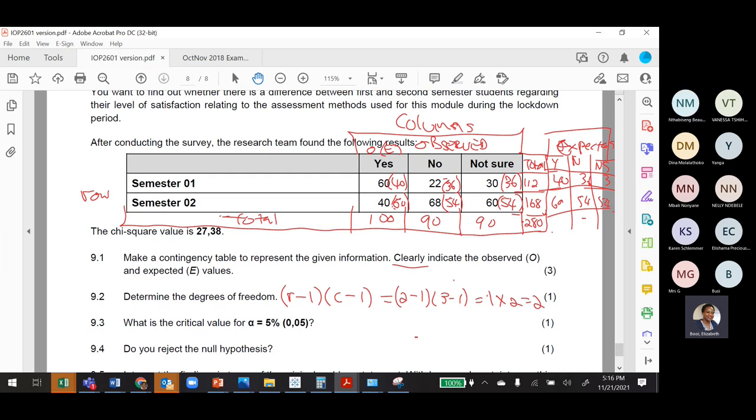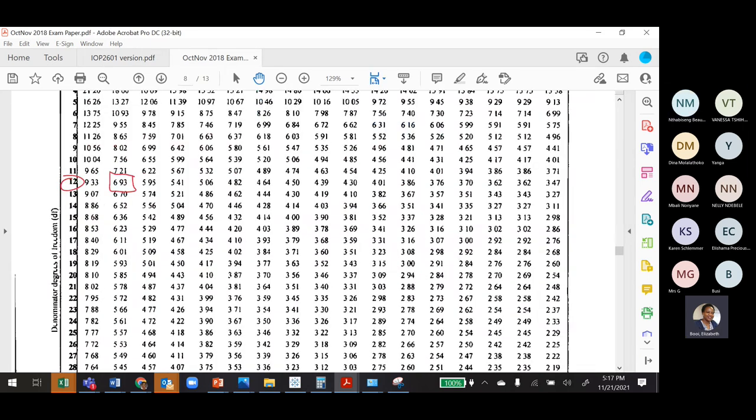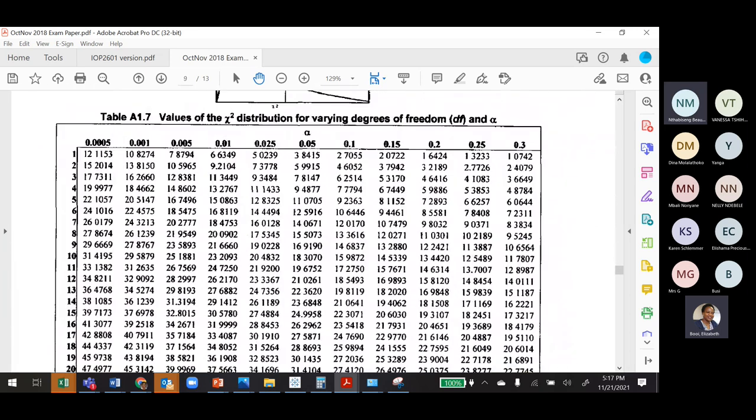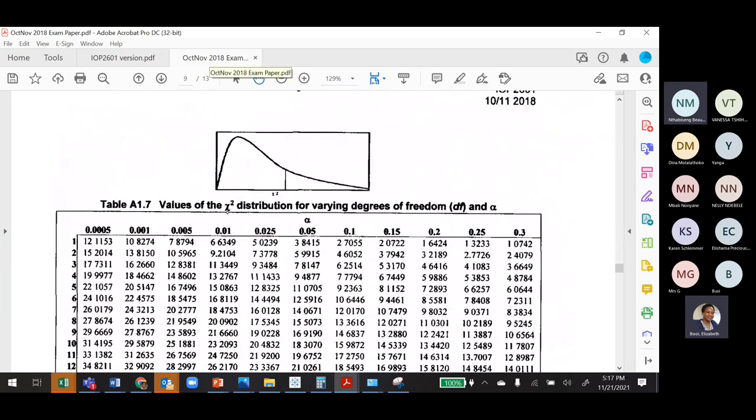Now we need to go find the critical value. So finding the critical value, it's chi squared, critical value, alpha and the degrees of freedom. So your alpha is 0.05 and the degrees of freedom is 2. So we need to go to the chi squared table. Also pay attention to the level of significance, which is your alpha, and your degrees of freedom. So this is your degrees of freedom, and these are your alpha values.